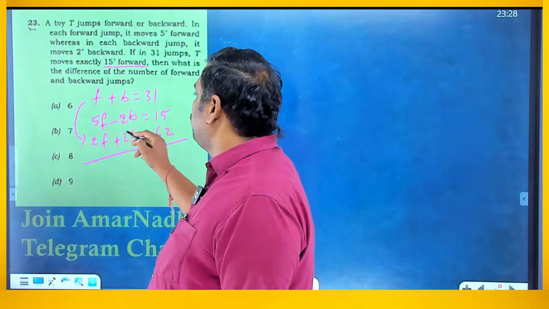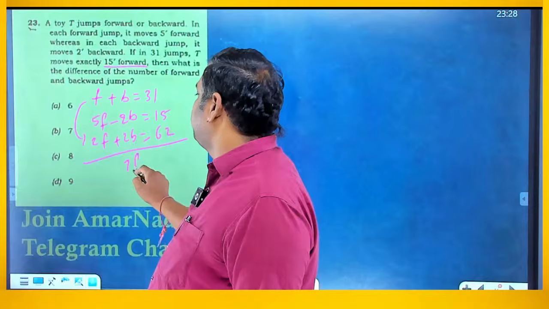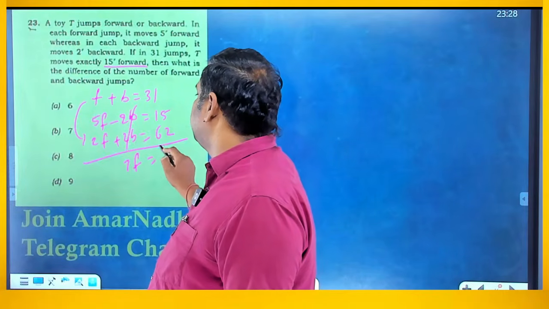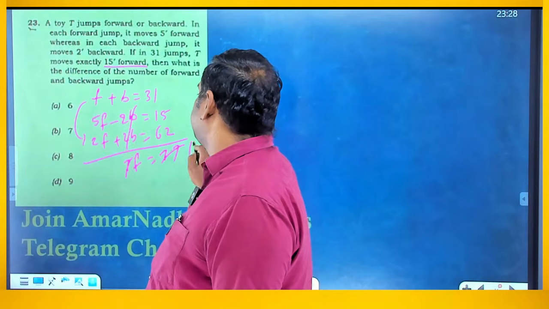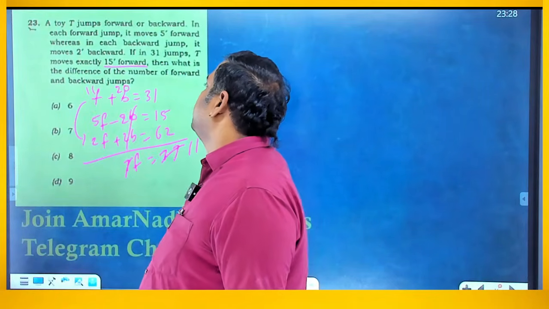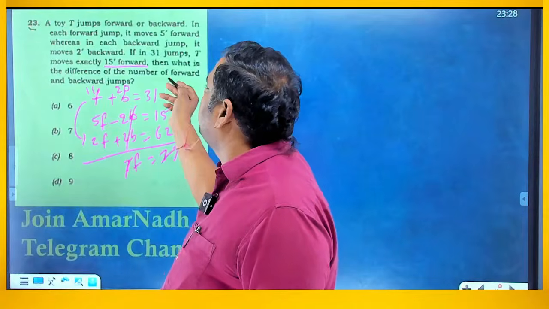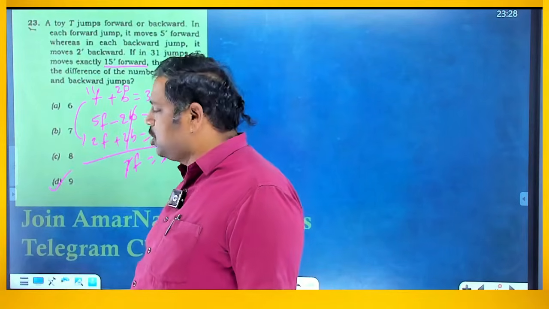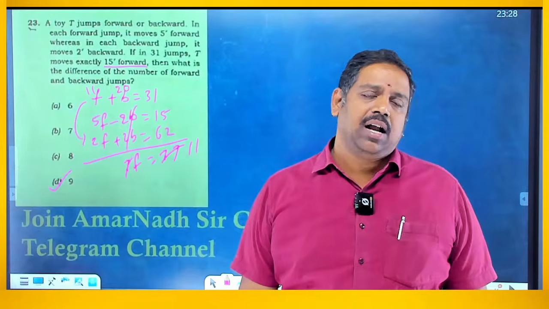Now, if I add both, 5F plus 2F is 7F. Minus 2B plus 2B cancels. It is 77, right? F is how much? 11. If F is 11, B is how much? 20. He's asking about the difference in the number of forward and backward. Difference is how much? 9. So which option is the answer here? Last option is the answer.